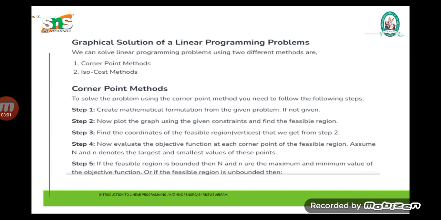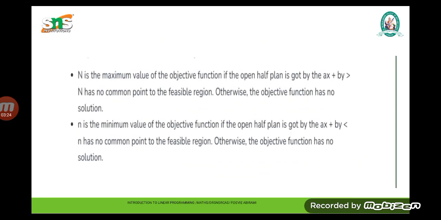So our first problem is, as usual, we are going to formulate an LPP and plot the values. Now we have to choose the feasible region, whether it is maximum or minimum, and choose the corner points which are greater and smaller. If it is bounded, we will get both the maximum and the minimum value. If it is unbounded, then M is the maximum value of the objective function if the open half plane got by ax plus by greater than M has no common point with the feasible region. Otherwise, the objective function has no solution.